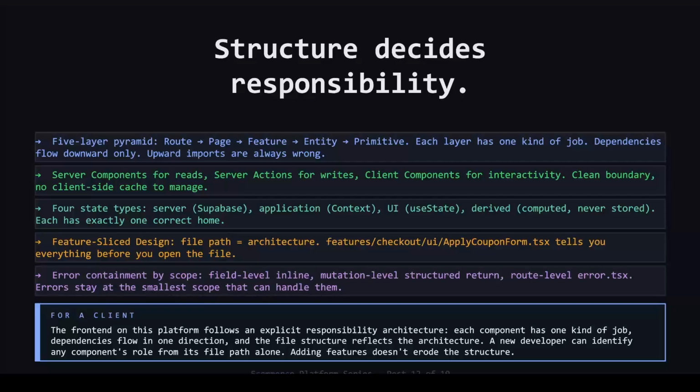For a client, the front end on this platform follows an explicit responsibility architecture. Each component has one kind of job. Dependencies flow in one direction, and the file structure reflects the architecture. A new developer can identify any component's role from its file path alone. Adding features does not erode the structure.